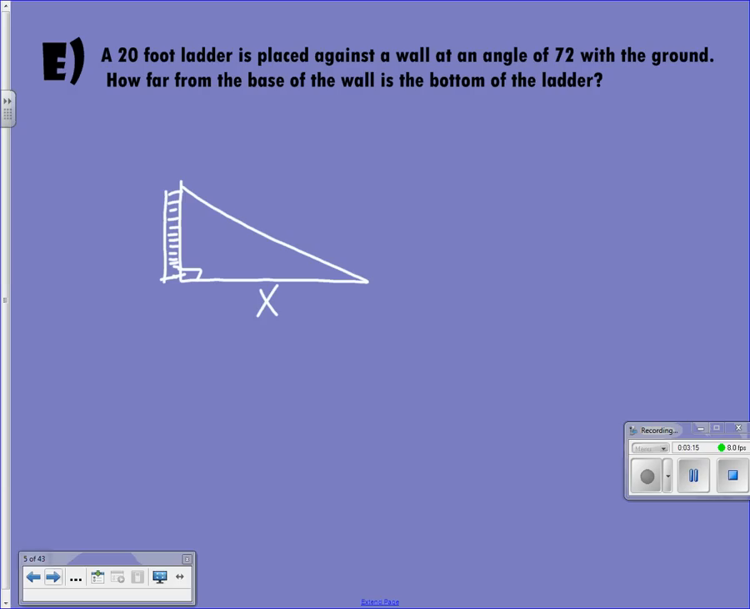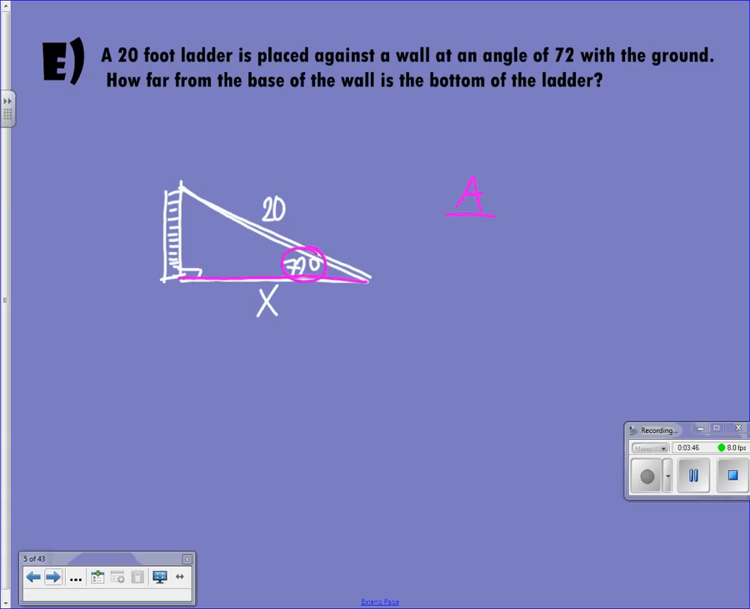So how far from the base of the wall is the bottom of the ladder? Well, that means this is what I'm looking for. The ladder would be the part leaning on the wall, so that would be my 20-foot ladder here. And it says 72 degrees with the ground, so that's going to make this angle down here my 72. Now again, you're always going to start at your angle. So here's the angle that I'm given. What two sides in relationship to this angle do I have? Well, the x is attached to it, so that gives me my adjacent side.